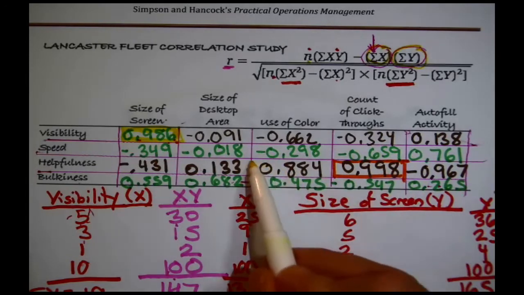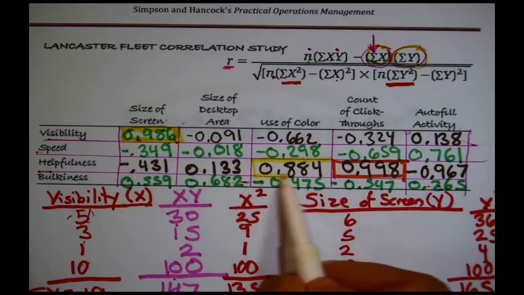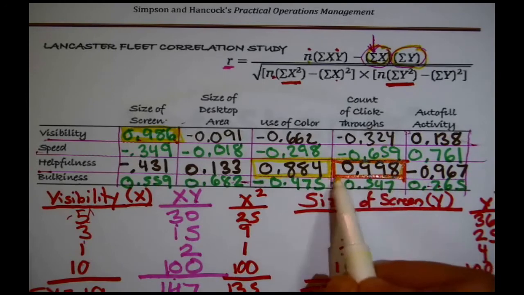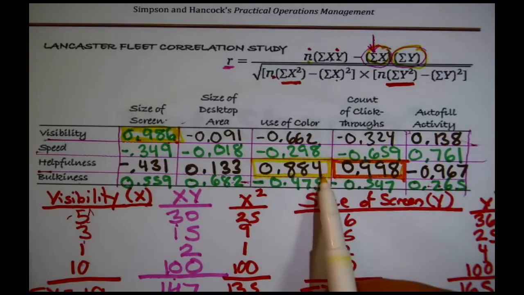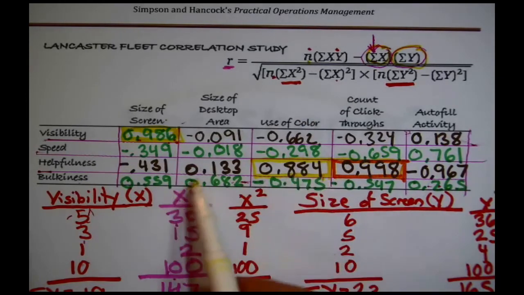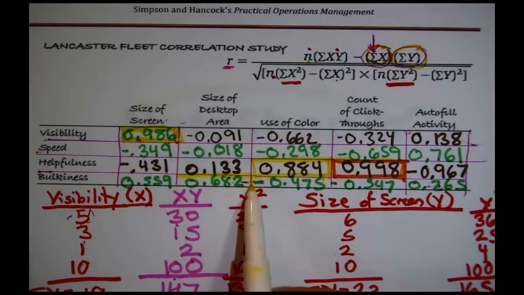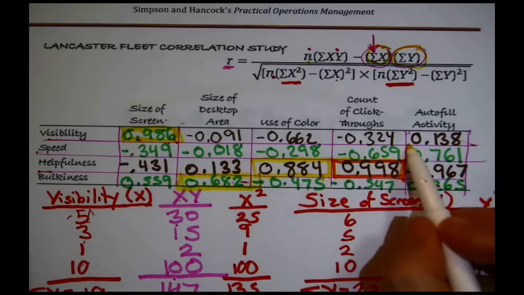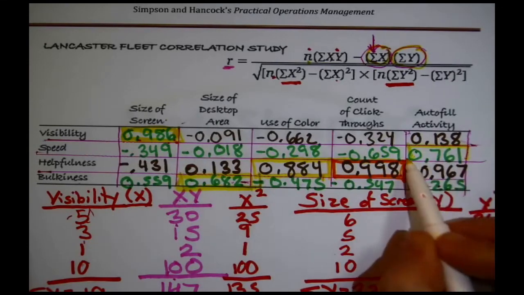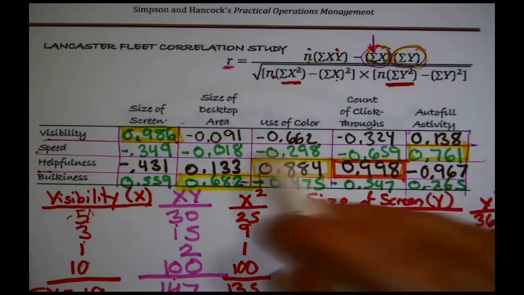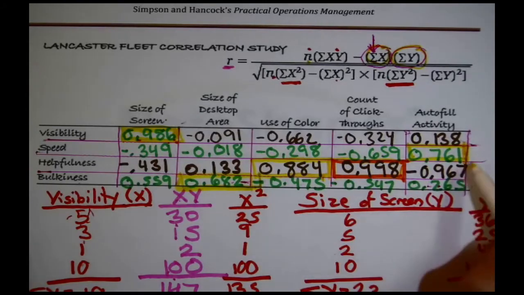Although this one's pretty strong, it's above 0.8, right in there. Okay, well, that's helpfulness and the use of color. And this one at least is above 0.6, bulkiness and the size of the desk area. This one is above 0.6, right? Speed and autofill activity. Oh, all right.